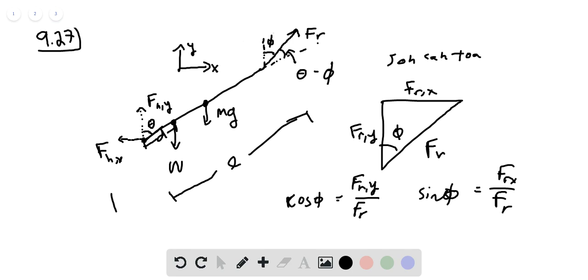A couple things let's mention right off the bat, that I forgot to write. Theta is given in the problem. This is 53 degrees. Phi is also given in the problem. This is 37 degrees. And so theta minus phi can be calculated very easily.